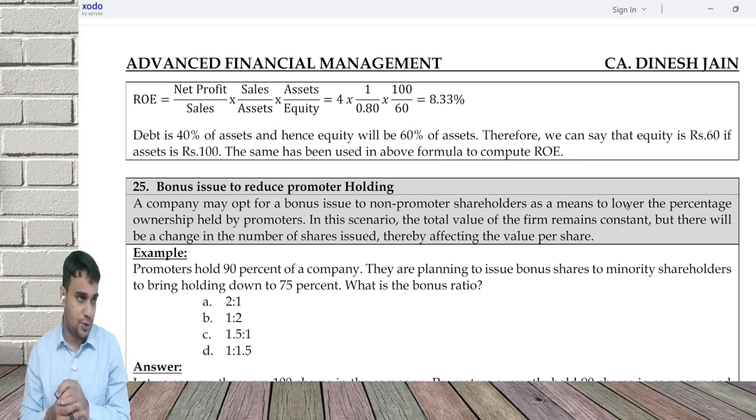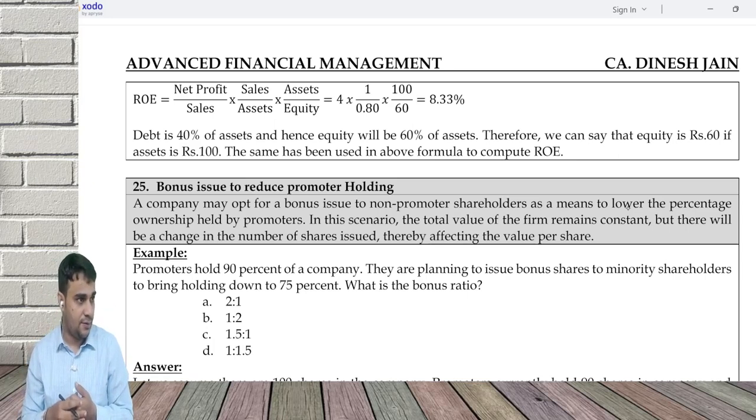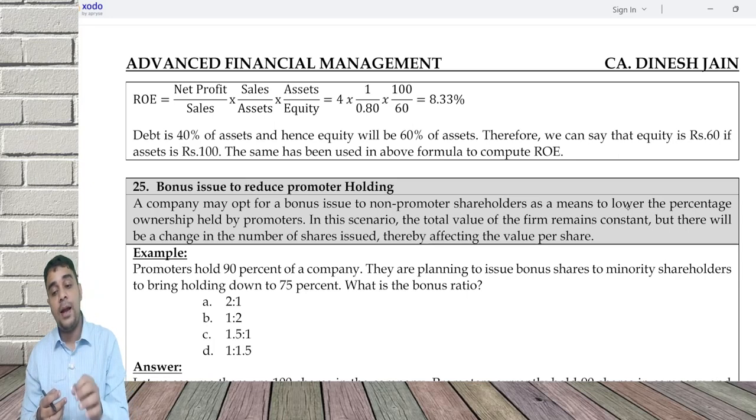Publicly, nobody is going to do this, because if my holding is higher, I will sell my shares and get some money. Why will I give free shares to someone else? Promoter holds 90% of the company. Here they are planning to give bonus to minority, so that shareholding comes down to what?